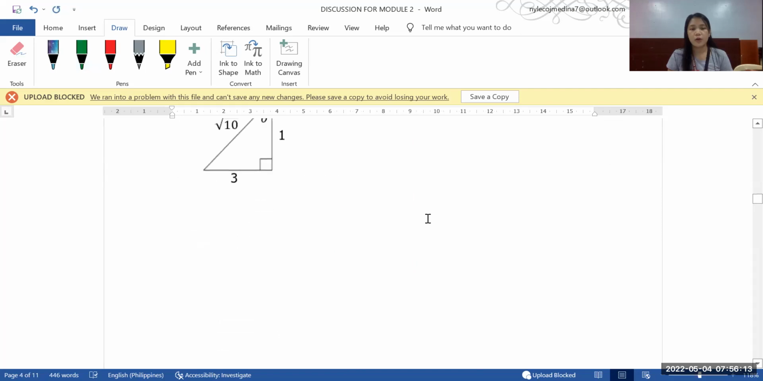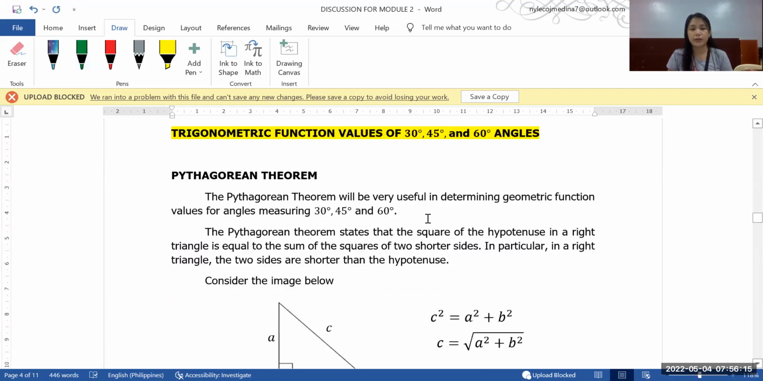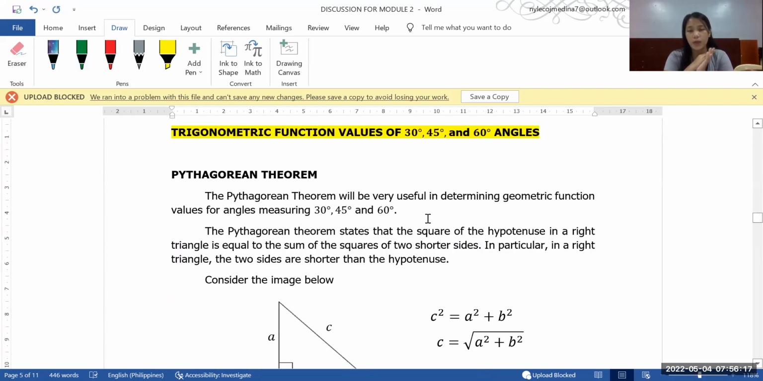Okay. So, tapos na natin yan doon sa upper part. Now, another way, which is sinabi ko na kanina, and how we could find the value of your sides is using the trigono or the Pythagorean theorem.